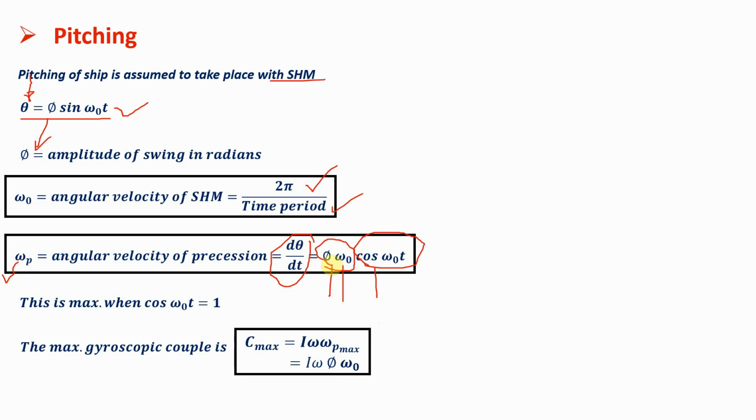So if the ship is pitching with maximum angular velocity, the corresponding maximum gyroscopic couple will be equals to I omega p max, that is I omega times phi into omega 0. This is the value of maximum gyroscopic torque acting on the ship if it is pitching with maximum precession velocity.